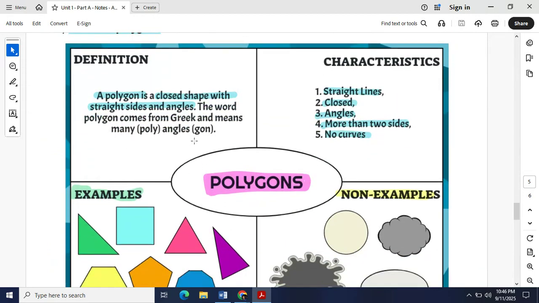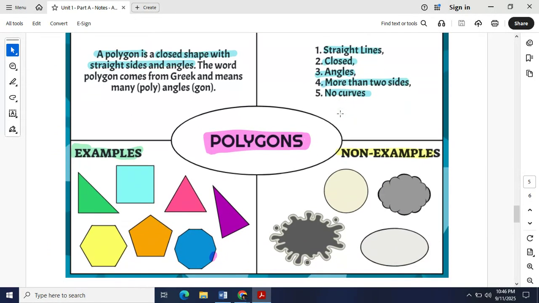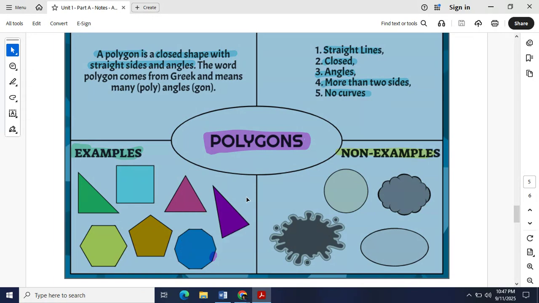Now, what are polygons? A polygon is a closed shape with straight sides and angles. So to be a polygon, you need to have straight lines. If you look, all of these have straight lines. It has to be a closed figure, so there can't be any opening gaps. You should see angles. There should be more than 2 sides, especially if it's a closed figure. It has to be closed. And you cannot have any curves.